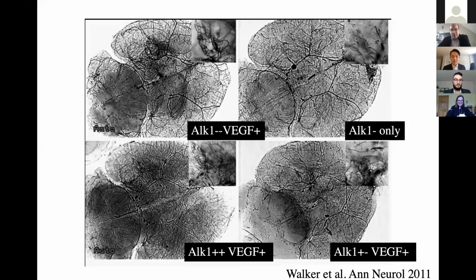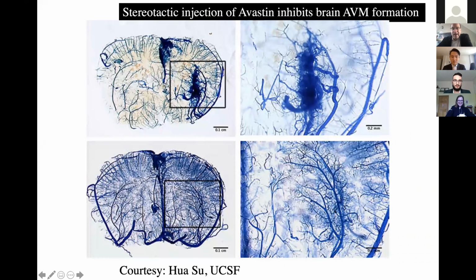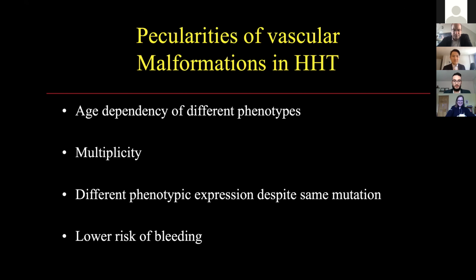And there's interesting research work going on that actually helps us to understand why these brain AVMs form. And this will help us to not only understand brain AVMs in HHT, but also in the sporadic age group, and could help to lead, at one point in time, to treatment options that are based on, for example, the injection of anti-angiogenic drugs such as Avastin in these patients.